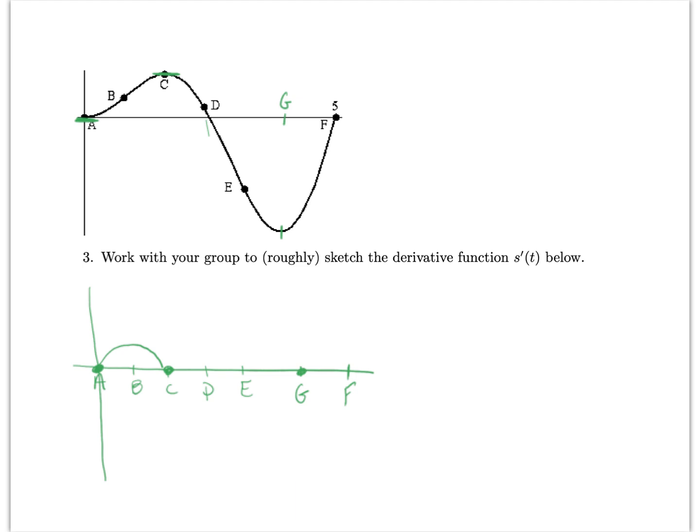And then between C and G, the slopes are negative, right? Negative, negative, negative. Looks like they hit maximum negativeness maybe around E, maybe a little before, but we'll just call it E. So they get very, very negative, maximum negativeness around E, and then they come back to 0 at G. So something like that. And then from G to F, the slopes are positive again, and they're just getting more and more positive. So something like that.